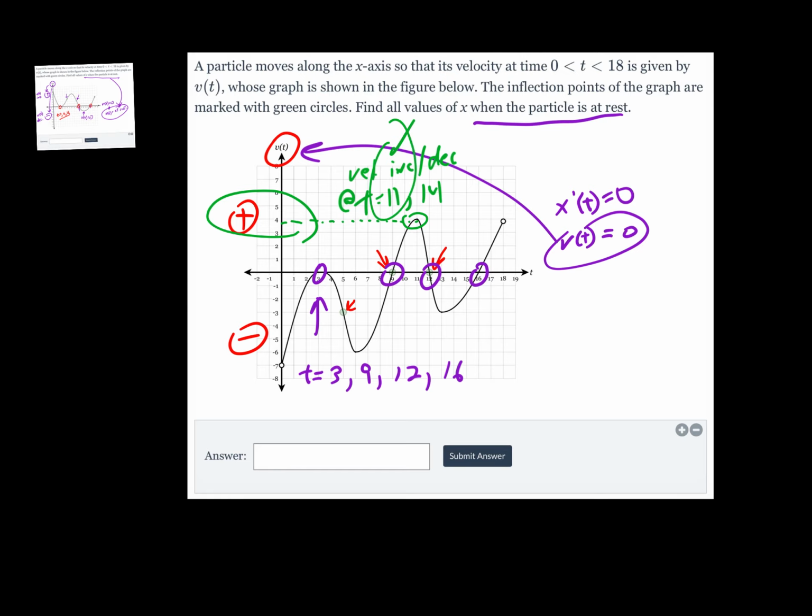And then, if you look at time 14, I don't care about the slope of the tangent line there. I just want to know what's the velocity. You have negative velocity values, which means at time 14, you're decreasing.